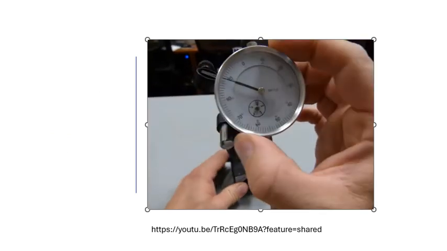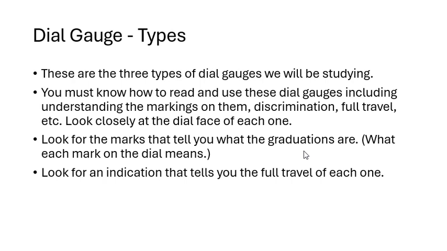Okay, all right. So here in this lab, we're going to study 3 types of dial gauges. You have to know how to read and how to use the dial gauges, and you have to know how to read these markings on them. The discrimination, you know that. And the trouble is just sliding the indicator up and down.